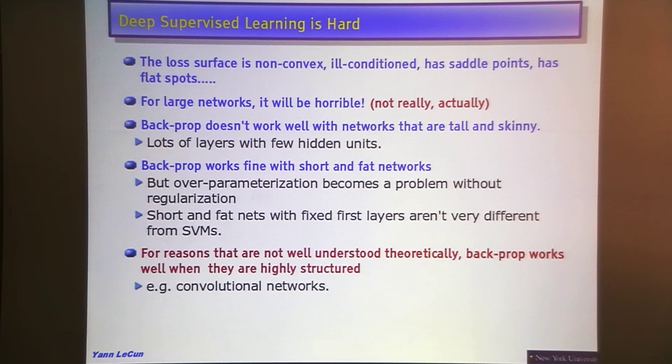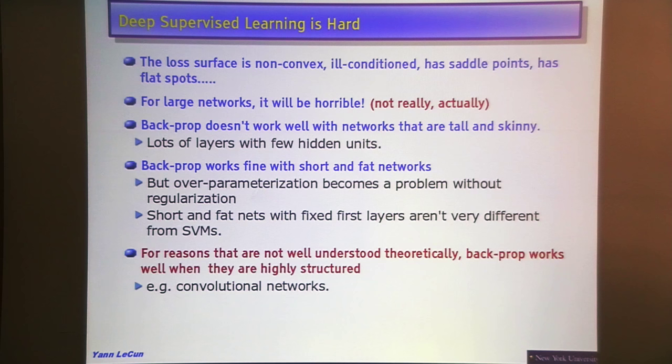Right, so the problem with deep learning is that training a deep supervised machine is actually quite hard. It's hard because the functions we need to optimize are very highly non-convex. They're not actually as ugly as you might think, but they're still ugly. And the other thing is that we're going to need quite a lot of examples to train those machines, because the bigger they are, the more parameters they have, and the more training samples are required to train them properly without overfitting.